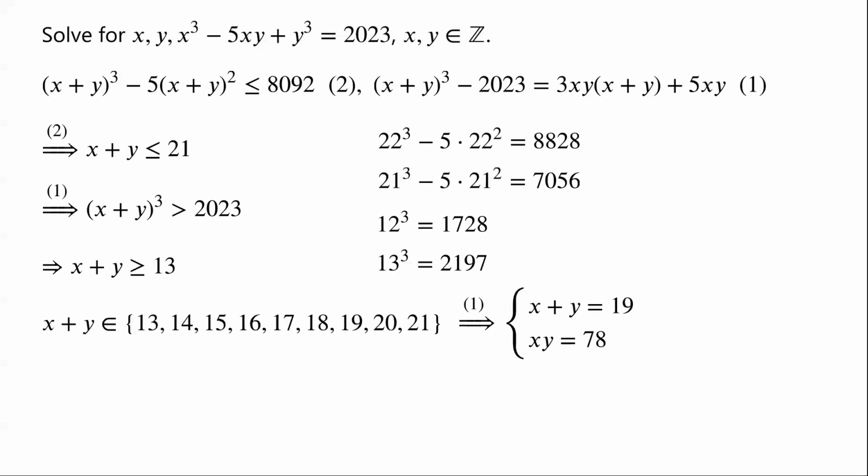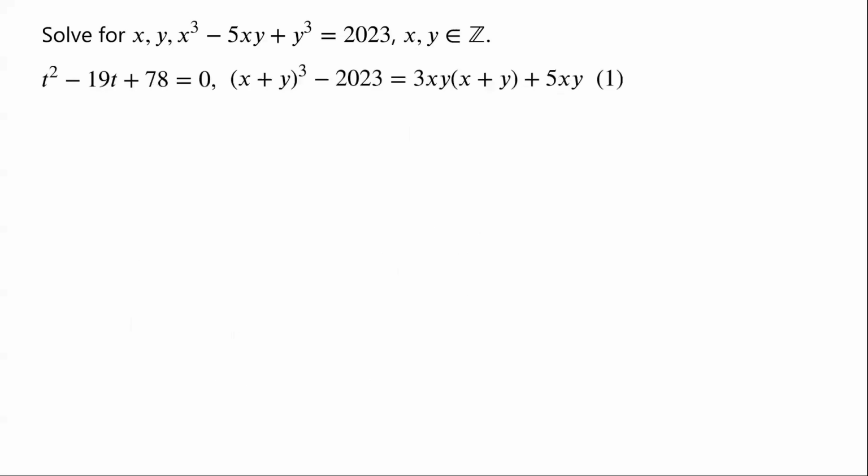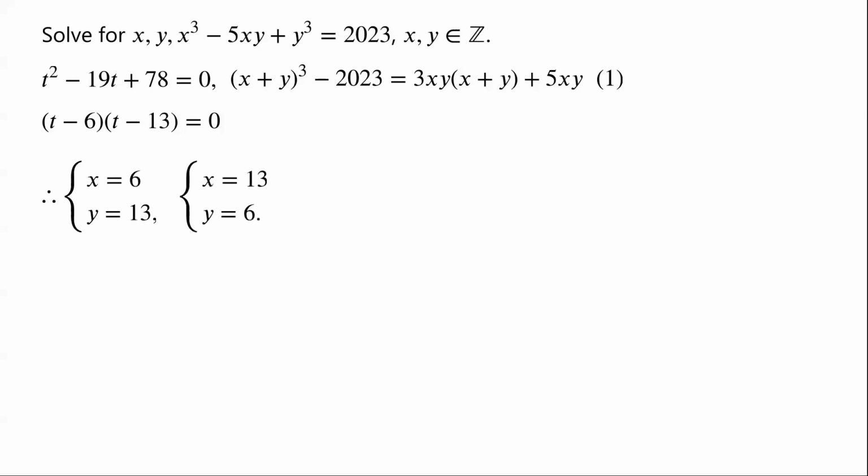So we now have a system of equations, x plus y equals 19, and x times y equals 78. By the Vieta's formulas, x and y are roots of t squared minus 19t plus 78 equals 0. The left side of the equation can be factorized and written as t minus 6 times t minus 13. So either t minus 6 equals 0, or t minus 13 equals 0. That is, either t equals 6, or t equals 13. So x equals 6, y equals 13. Or x equals 13, y equals 6.